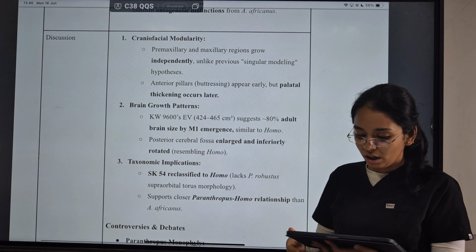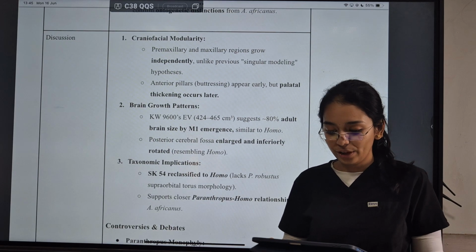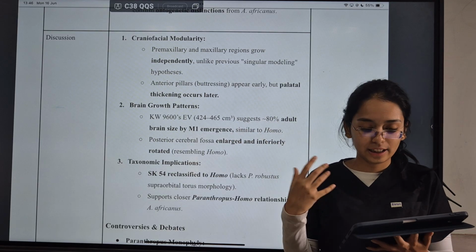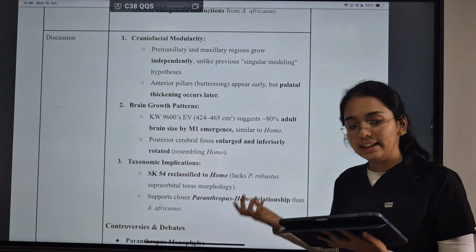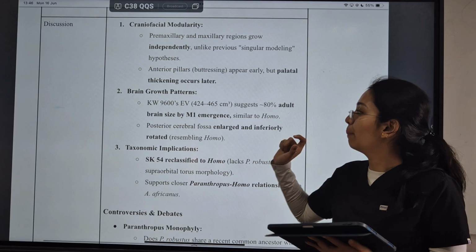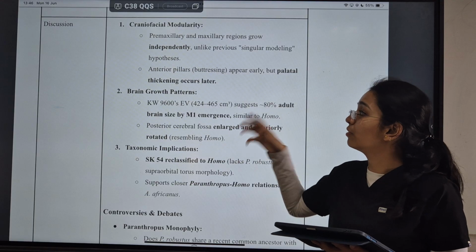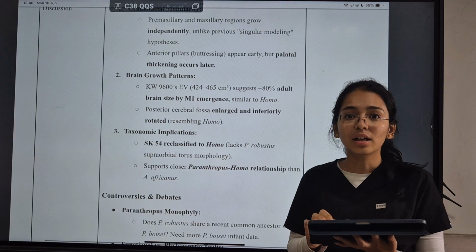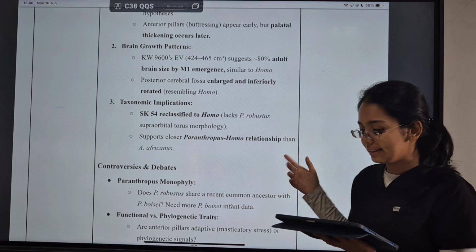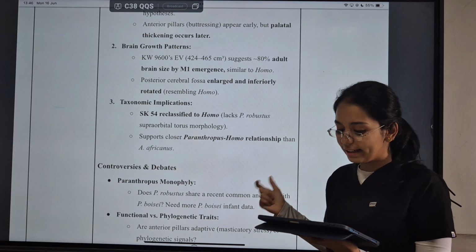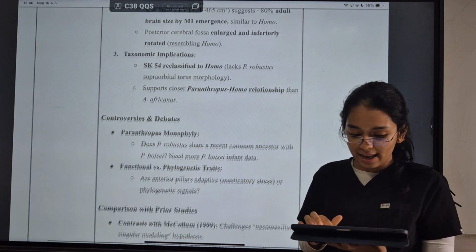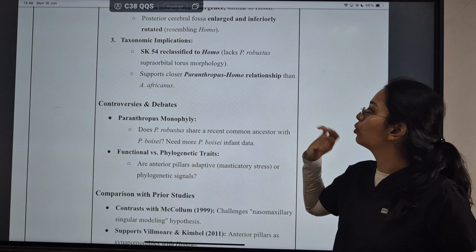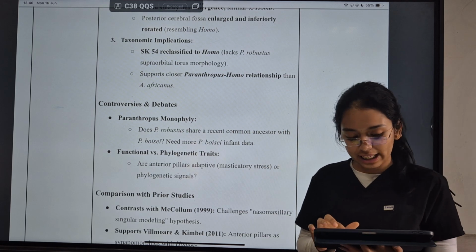Moving on to the discussion. So that is this craniofacial modularity. The premaxillary and maxillary regions grow independently, unlike the previous singular modeling hypothesis. Anterior pillars appear early, but palatal thickening occurs later. There is the brain growth pattern as said: it was 80% of adult brain size by molar emergence, and there are some taxonomic implications which supported a closer relationship to Homo than that of Africanus species.